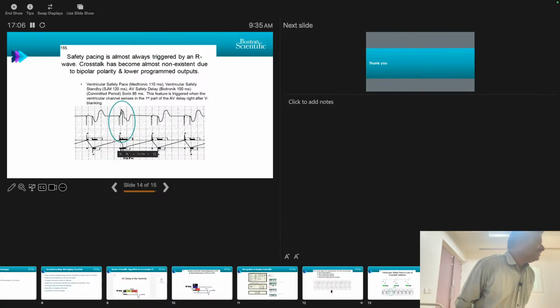Lastly, how is the device going to identify the crosstalk? Now we are not expecting it with bipolar, but how is it going to identify it, like when a lead is in the atrium and all of a sudden it has fallen into the ventricle?